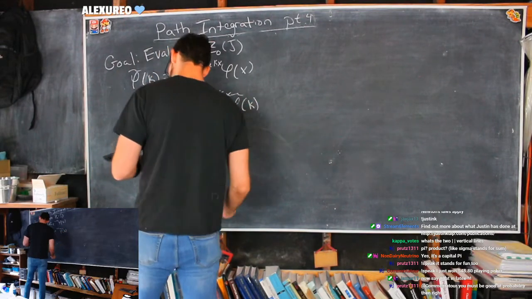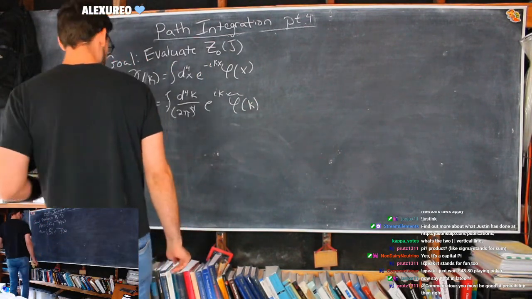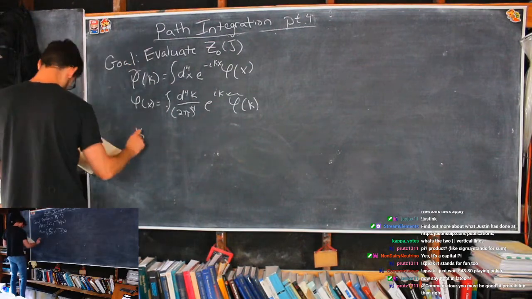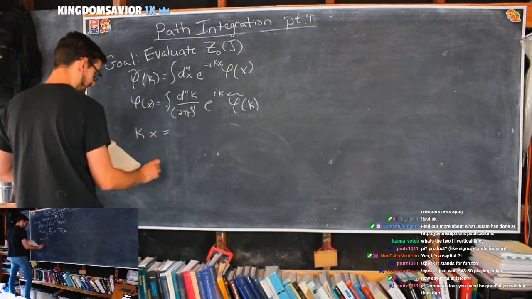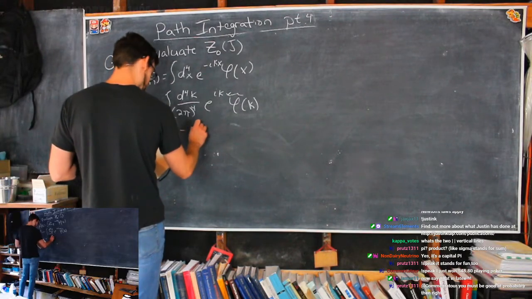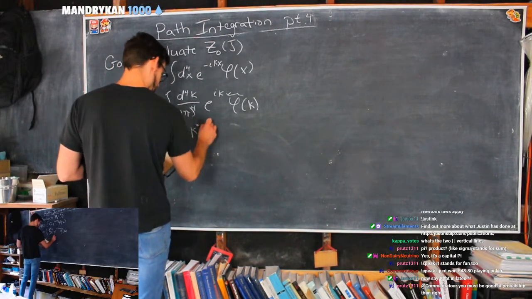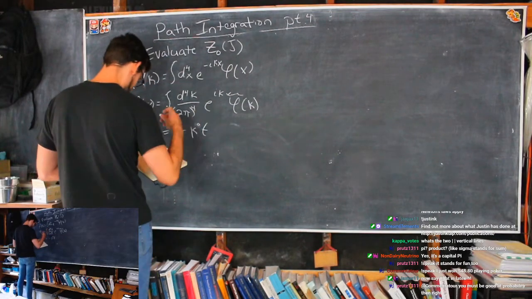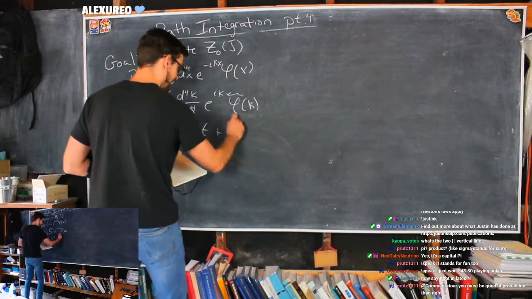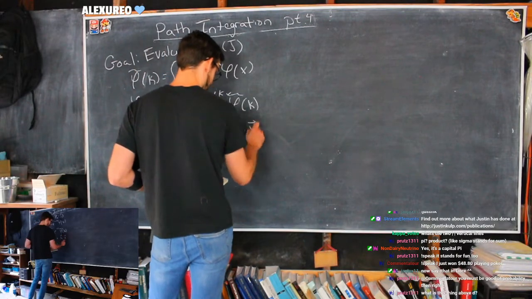Okay. Now what's k? Well, I'm going to tell you what k is. k times x is going to be equal to negative k, the time component, so k0 times t, plus the 3 vector of k and the 3 vector of x.